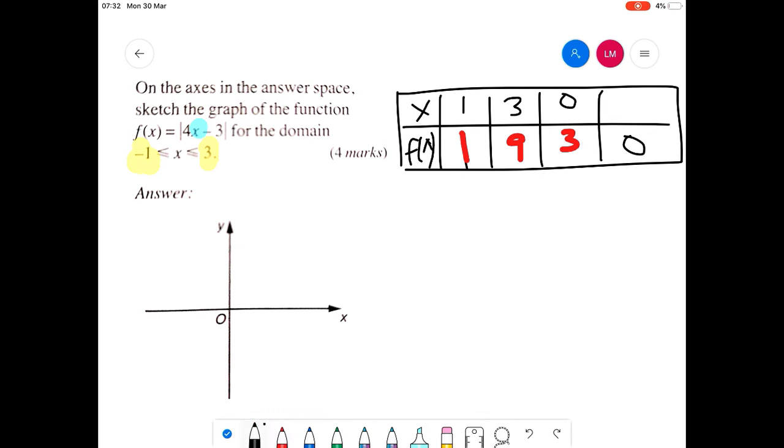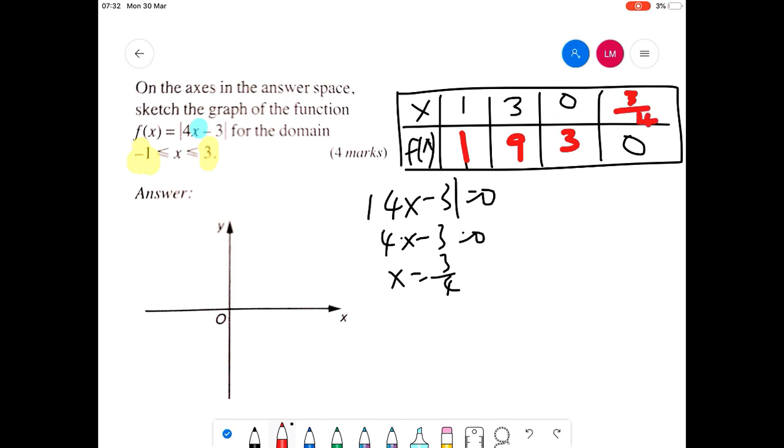Okay, here the 0 means modulus 4x minus 3 equals 0. So when you break the modulus, it will still be equal to 0. So your x will be 3 over 4. Alright, so here will be another value which is 3 over 4. Okay, alright, that means we are going to fix the value here, but the red one you fill in by yourself. Okay, now, I'm sorry, this should be the negative one. Negative 1, here is negative 1. Negative 1 times 4, negative 4, minus 3, negative 7. So here it's supposed to be 7. Okay, 7, 9. Alright, now, let's continue.